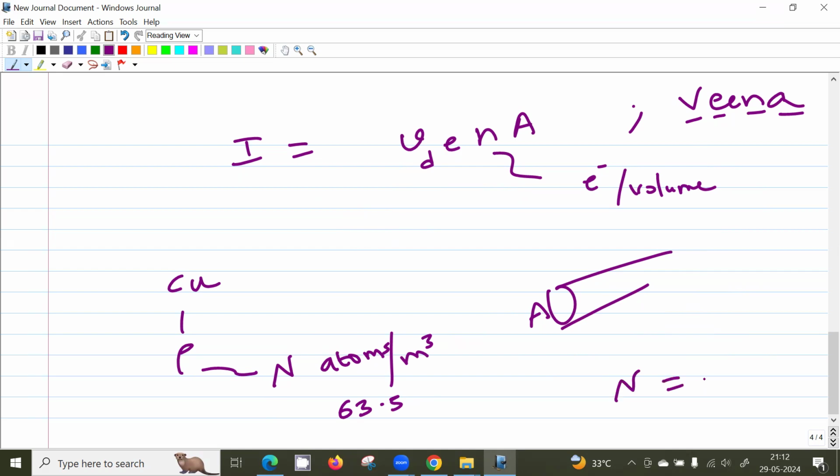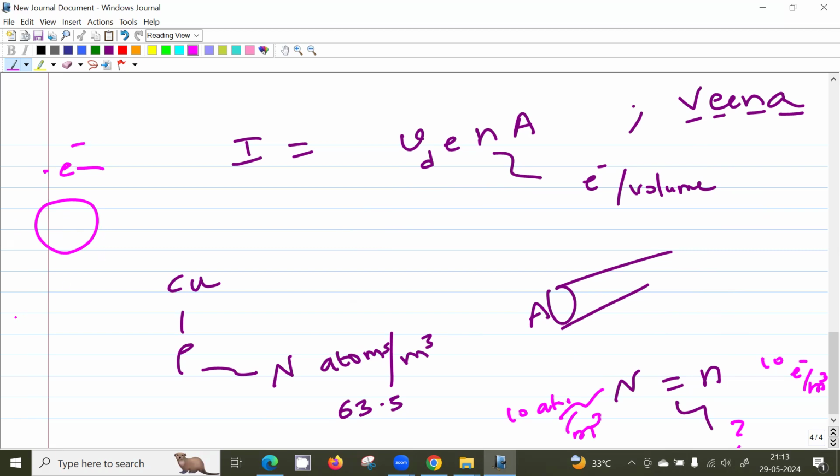Another thing is n is same as number of free electrons per unit volume. Why is this true? Capital N is number density of copper atoms, and that is same as number density of free electrons. Suppose there are 10 atoms per meter cube, and the number of free electrons is also 10 per meter cube. This is true because one atom will give me one free electron. Copper atom, in the outermost shell, has one free electron. So N copper atoms will be N free electrons. So number density of electrons is same as number density of copper atoms.